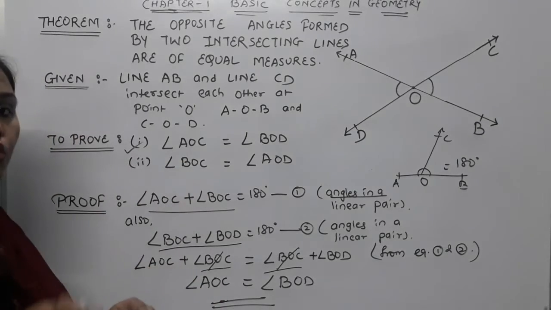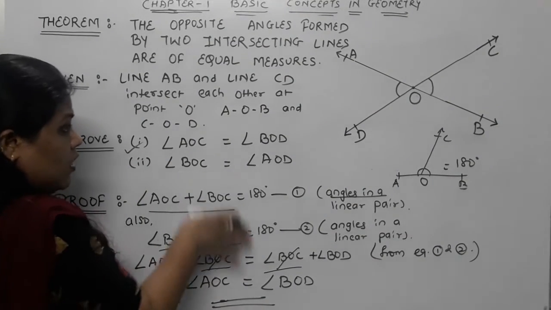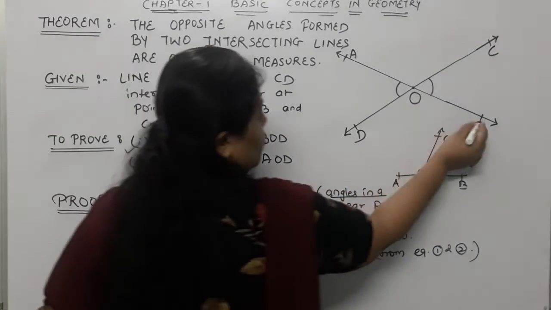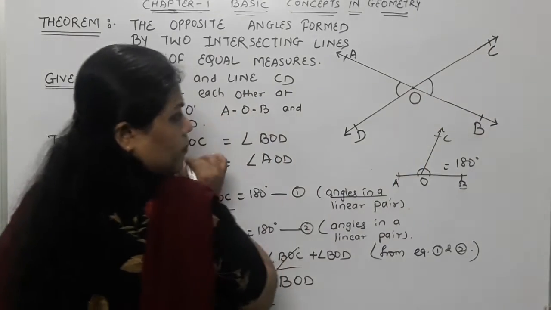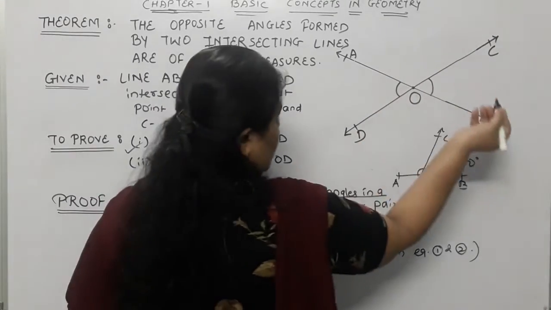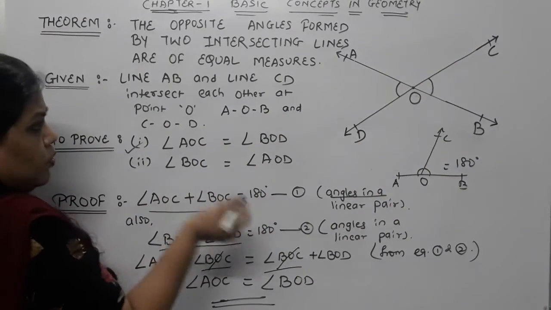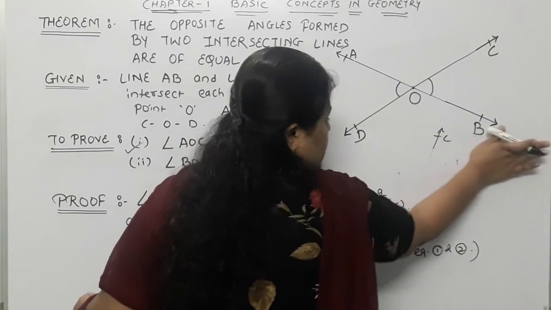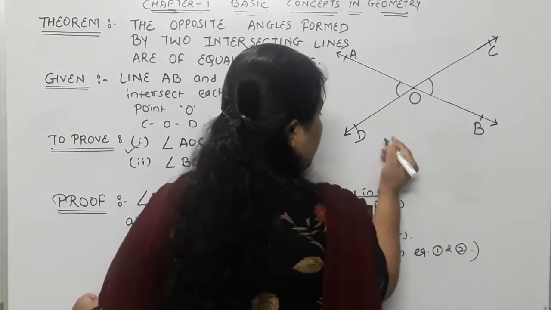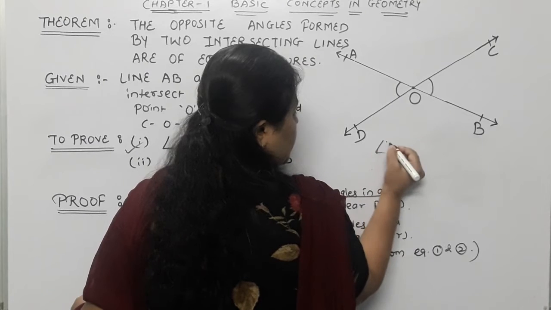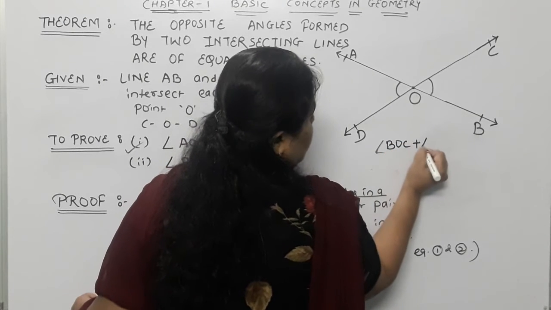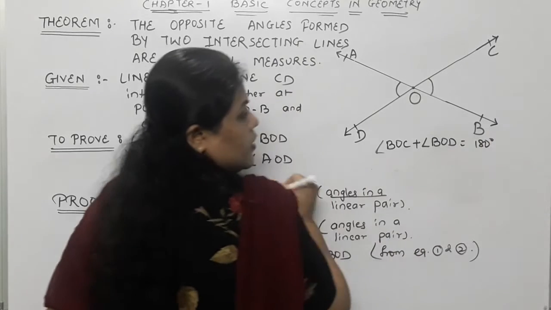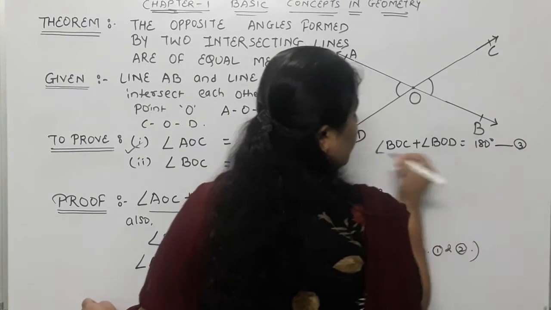But in case you want to write, you can again solve the same way. Like, I'll take this BOC first now. BOC plus BOD. Right? BOC plus BOD is equal to 180 degree. If I take like that, see here, in short I am going to explain you. Angle BOC plus angle BOD is equal to 180 degree. This will be your equation 3.